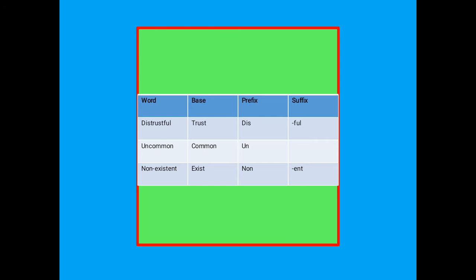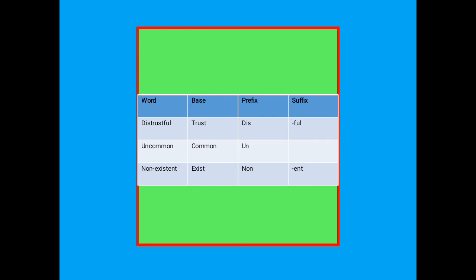Examples under derivational, examples under prefix and suffix. We have the word distrustful, and its base here is trust.